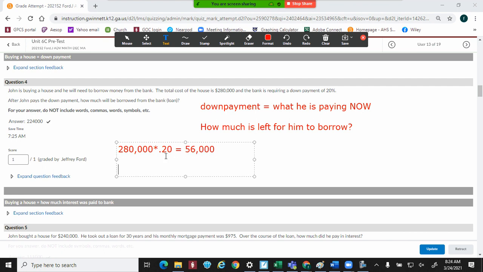So if he's going to pay 56,000 now, what's left for him to borrow? So very simply, a subtraction problem is going to figure that out for us. And our answer ends up being, it's right here, 224,000.